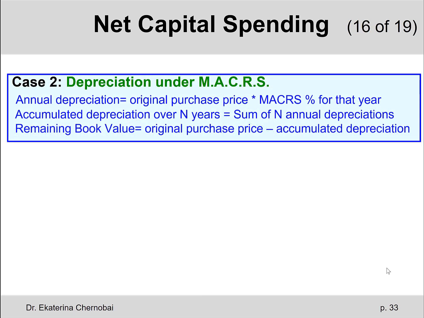The second type of depreciation, which applies to most fixed assets such as equipment and trucks, is called depreciation under MACRS, Modified Accelerated Cost Recovery System. Essentially, the way we calculate the annual depreciation, the accumulated depreciation over n years, and the remaining book value at the end of the nth year are the same as for the straight line depreciation.